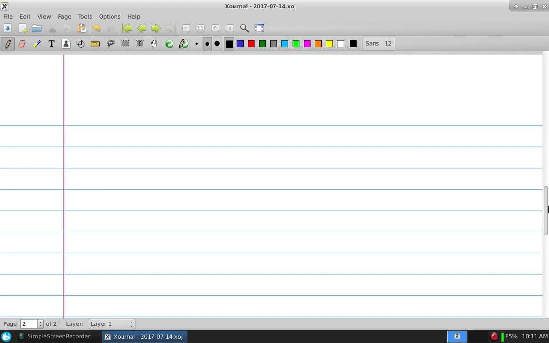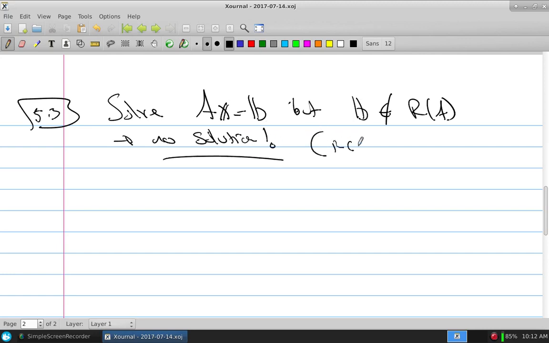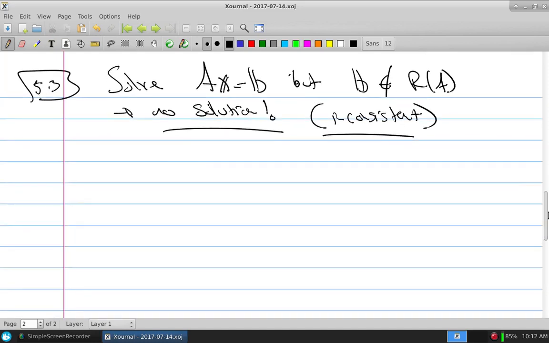So let's finish off 5.3 and talk about least squares solution. Where we're at is that in 5.3, if you're told to solve Ax equals b, but b is not in the range of A, then we have no solution. We would just simply say inconsistent.